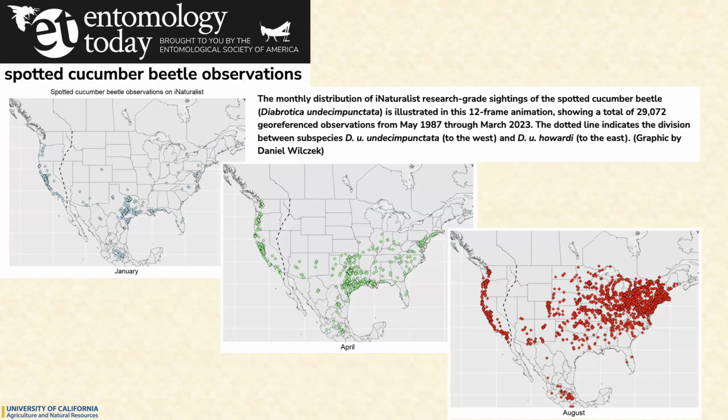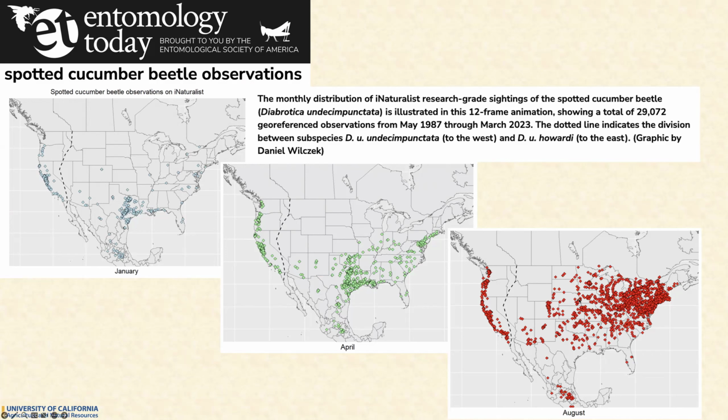So I wanted to include this brief slide just on a really nice visualization from Entomology Today, which is brought to you by the Entomological Society of America. So these are spotted cucumber beetle observations on iNaturalist on a monthly basis, and I just pulled out January, April, and August here as examples. If you want, you can actually go to their website and see all of the months and how this graphic changes over time. But this just shows the monthly distribution of iNaturalist research grade sightings of spotted cucumber beetle, illustrated in an animation. Like I mentioned, you can go to their website and see that animation.